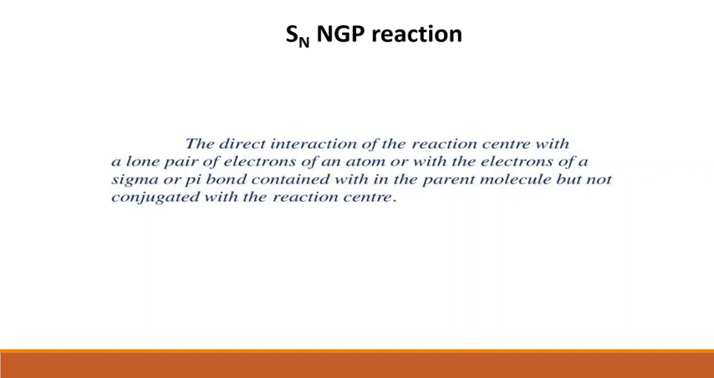The definition you can look at on the screen. The direct interaction of the reaction center with a lone pair of electrons of an atom, or with the electrons of a sigma or pi bond contained within the parent molecule but not conjugated with the reaction center. So the key point to note here is that the group or the atom which interferes with the reaction center should not be in conjugation with the reaction center. This is the important point to note here.